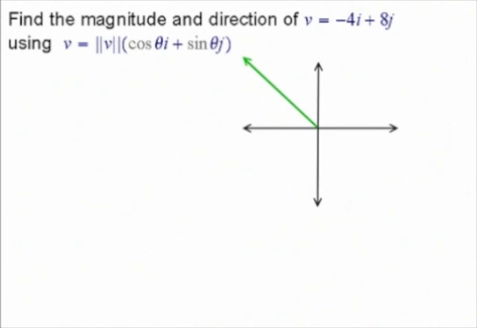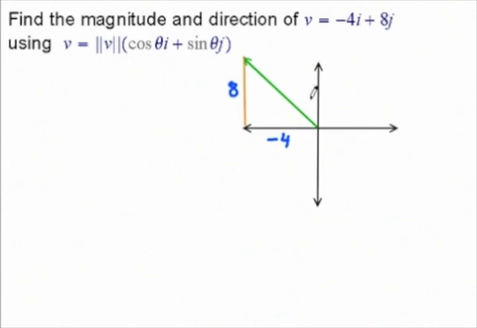We're still going to need a right triangle out of this, so I'm going to drop an altitude to form a right triangle. Label the sides appropriately. So this side is negative 4, this side is positive 8.